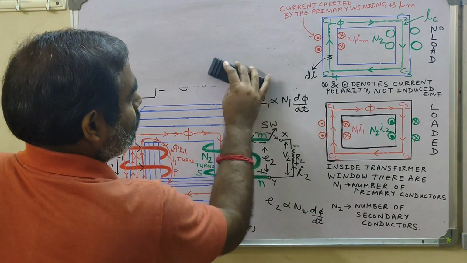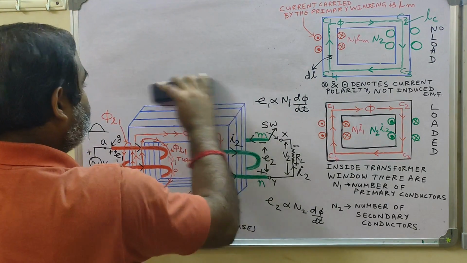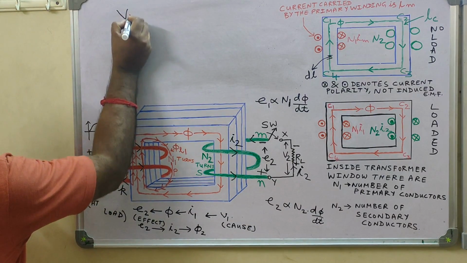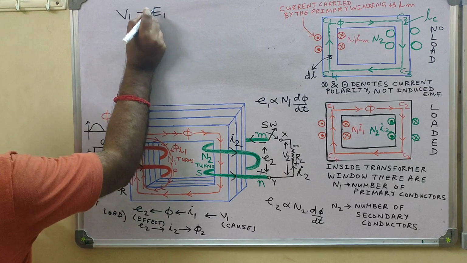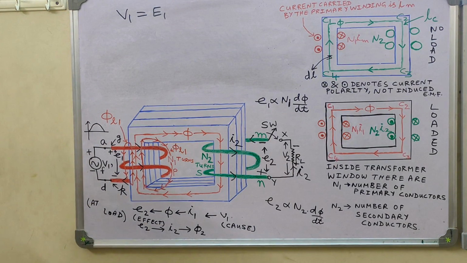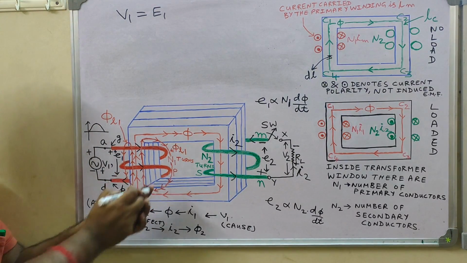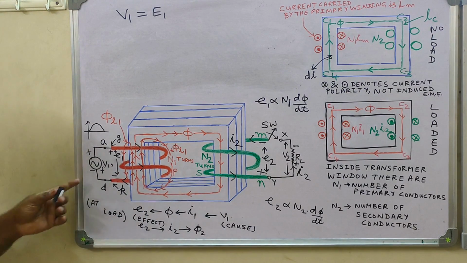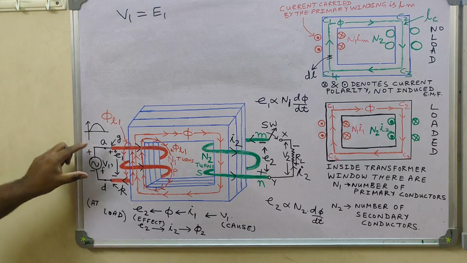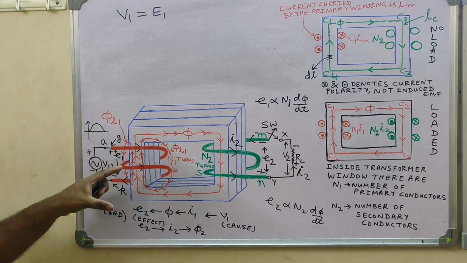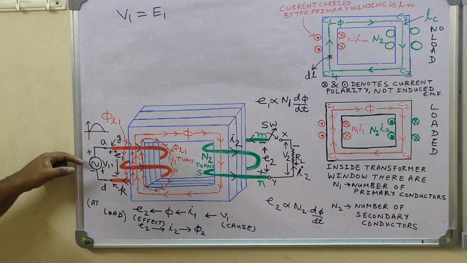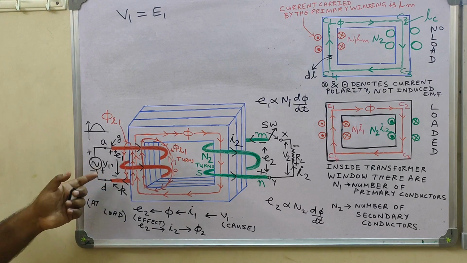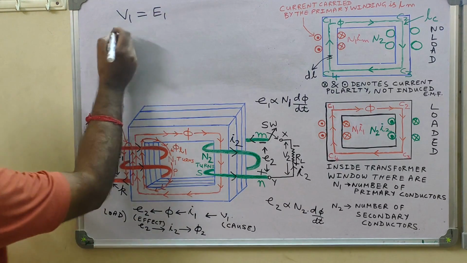Let me erase it once more. So capital V1 equals capital E1. Capital E1 means the RMS value of the EMF induced in the primary coil P, and capital V1 means the RMS value of the applied voltage to the primary coil P. Primary coil P is applied with the voltage V, which has RMS value V1, and E1 is the RMS value of the EMF induced in the primary coil P. So V1 equals E1.